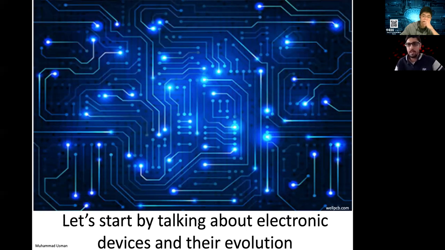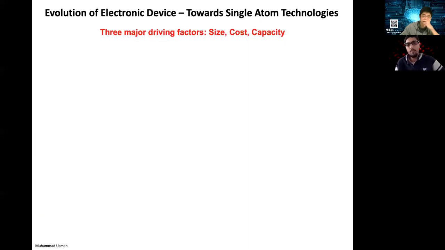Okay, so before we go to quantum computing, let's first talk about the evolution of nanoelectronic devices in the last few decades. And if you look at the progress, there are three major driving factors: size, cost, and capacity. So in the last few decades, all the progress in nanoelectronics has been around these three factors. So we want to make devices small, so size matters. We are trying to make devices smaller and smaller. We want to have cheaper devices, we want to reduce the cost, and we want to increase the capacity. So we want to pack more capacity into the same device.